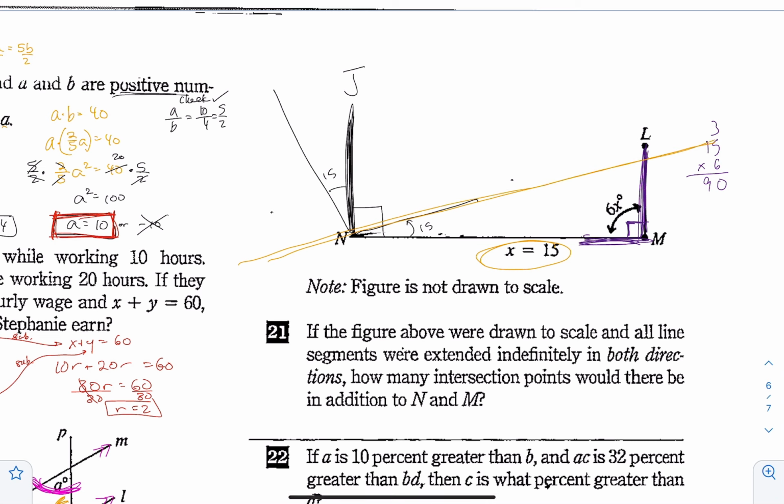You have this point here, and when you extend this line, you actually have this point down here. JN is parallel to LM, so these two lines will actually never meet. You actually only have 2 additional points because you have another set of parallel lines.